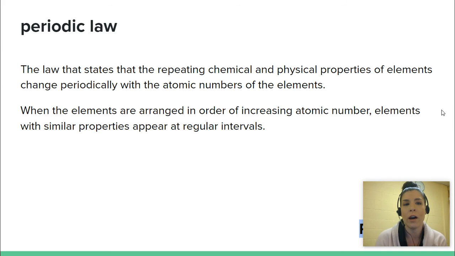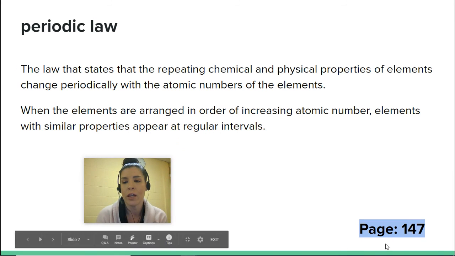So, periodic law, the law that states that the repeating chemical and physical properties of elements change periodically with the atomic numbers of the elements. When the elements are arranged in order of increasing atomic number, elements with similar properties appear at regular intervals. And you can find this on page 147 in your book.